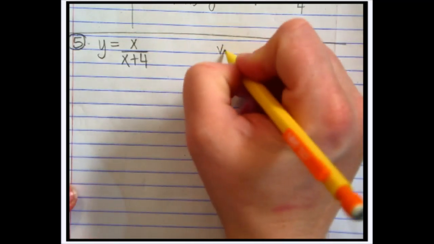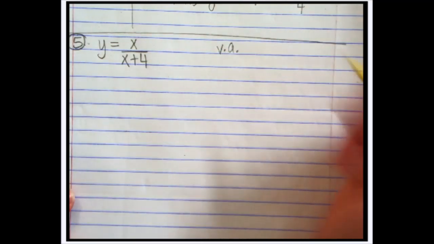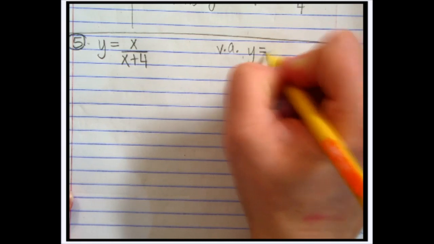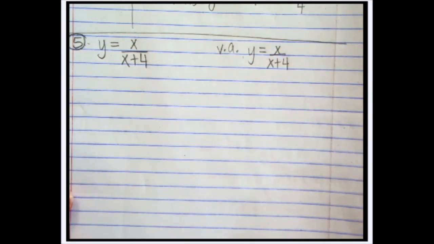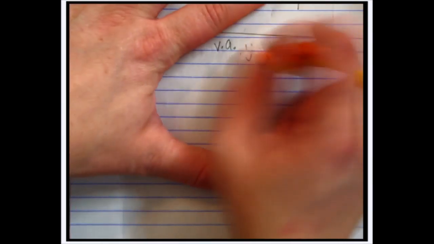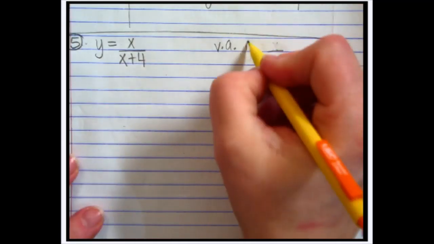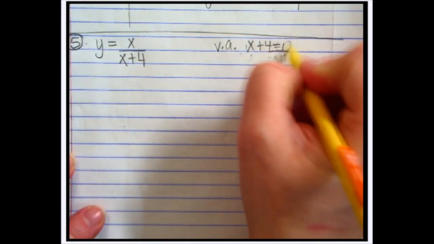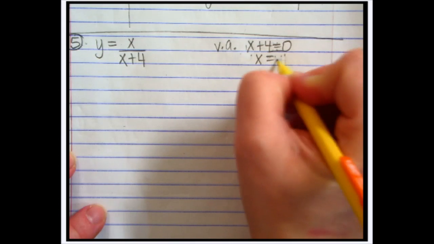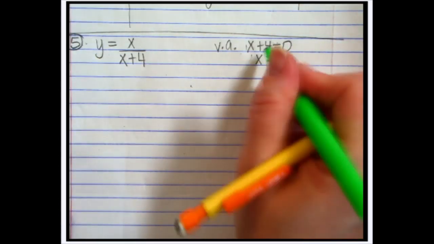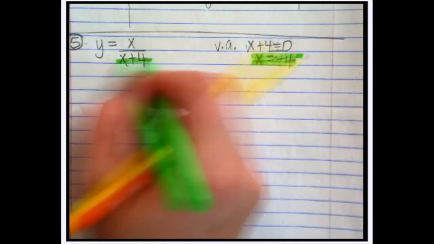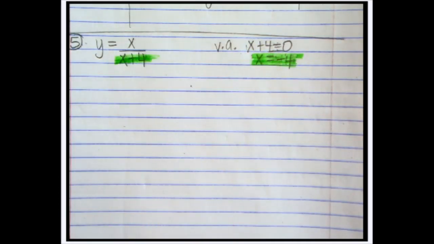So let's start with our vertical asymptote. We have y equals x over x plus 4. I don't know why I wrote that twice, so I'm sorry. Let's just take the bottom. So x plus 4 equals 0, so x is negative 4. So we know we have one vertical asymptote.